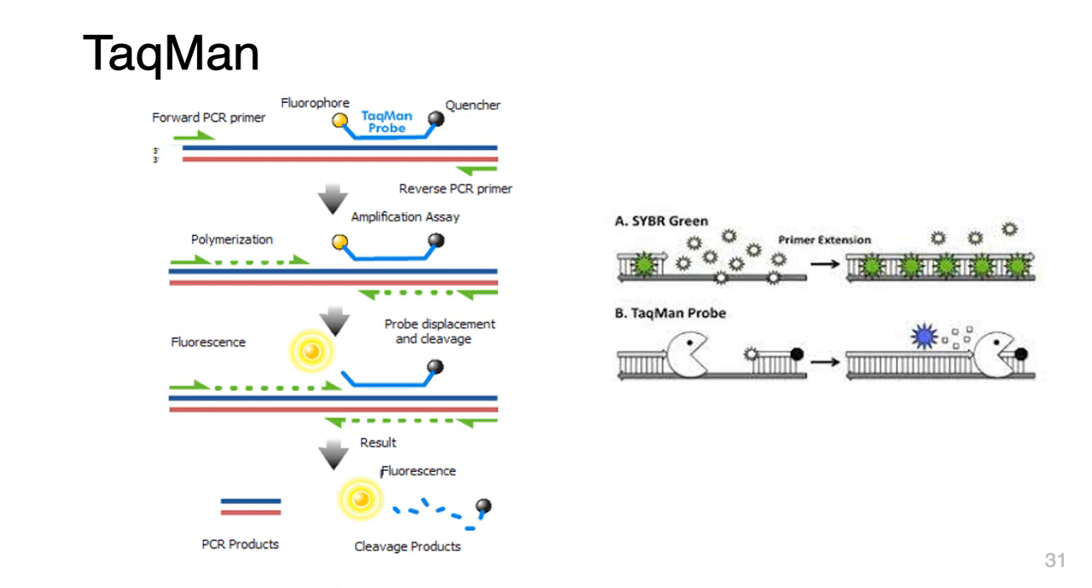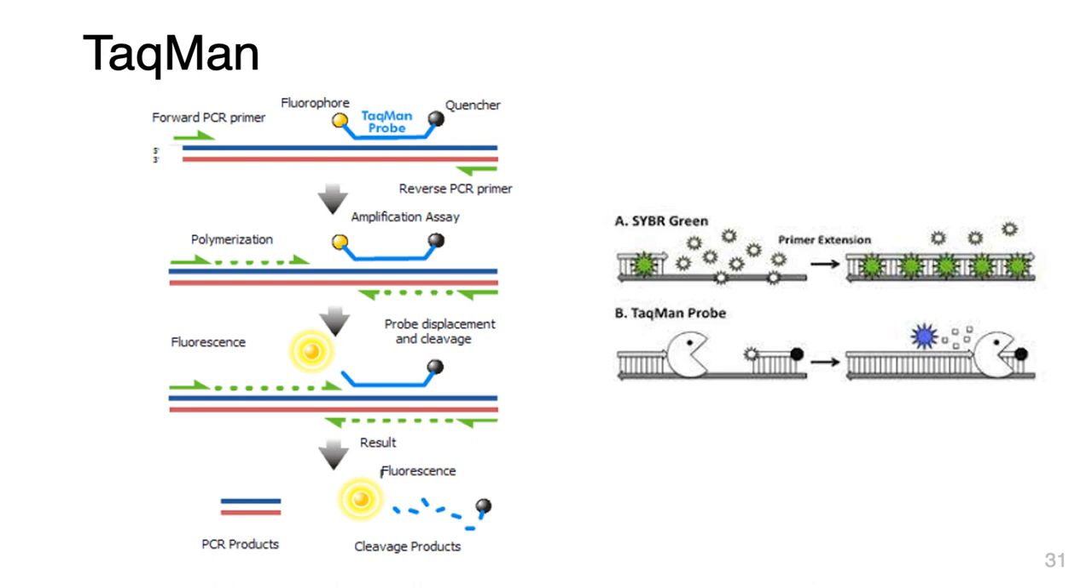The probe consists of a fluorophore on one end and a quencher on the other end, such that the fluorophore is in close contact and you won't see any fluorescence from that product. However, as you make a new DNA strand during the amplification assay, this probe is displaced and it cleaves the TaqMan probe into two pieces. Now you have the free fluorophore that's able to fluoresce and the quencher falls off.